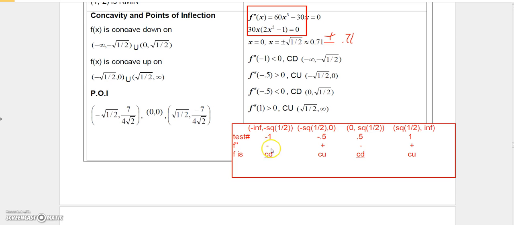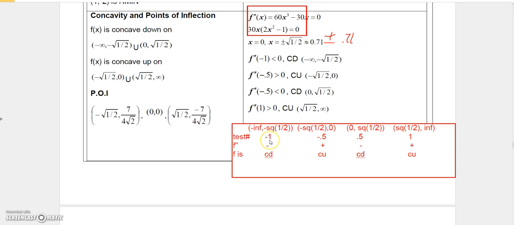Now, I need to evaluate the second derivative at test numbers. So I chose -1 in this interval, -0.5 in this interval, 0.5 in this interval, and 1 in this interval. Now I know square root of a half is about 0.7, so I know that from negative infinity to -0.7, -1 would be in there, and from -0.7 to 0, -0.5 would be in there, and so on.